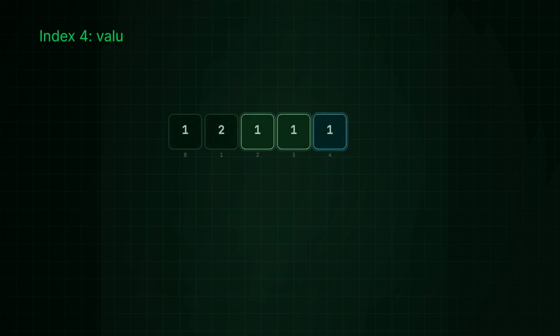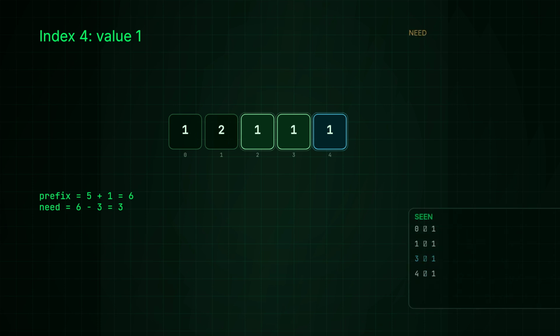At index 4, the current value is 1. The running prefix before reading it is 5. Add 1, so the current prefix becomes 6. A target sum subarray ending here needs an earlier prefix of 6 minus 3, which is 3. Look only in the map of earlier prefixes. Prefix 3 has appeared 1 time. That 1 occurrence creates one valid subarray ending here, covering 2-4. Update the answer from 2 to 3. Then store current prefix 6 for future indices.